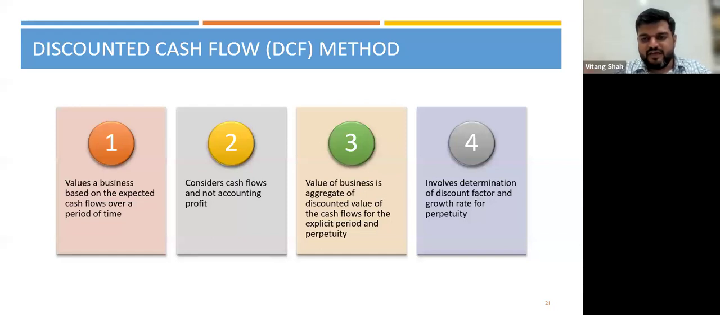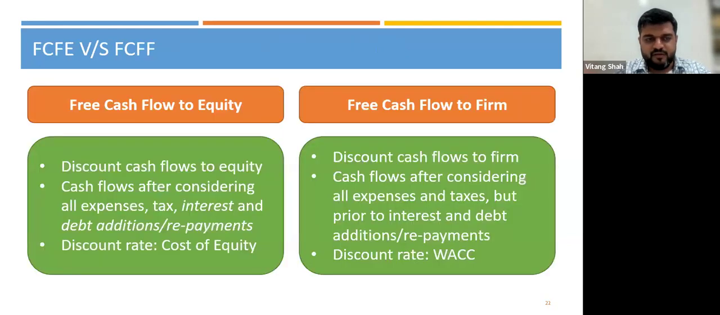And at the end of 5 years, the company is not going to stay constant, or the profits are not going to remain constant. There will be a growth which happens every year wherein the company grows. So the terminal growth rate which one needs to consider is also necessary under a discounted cash flow method.